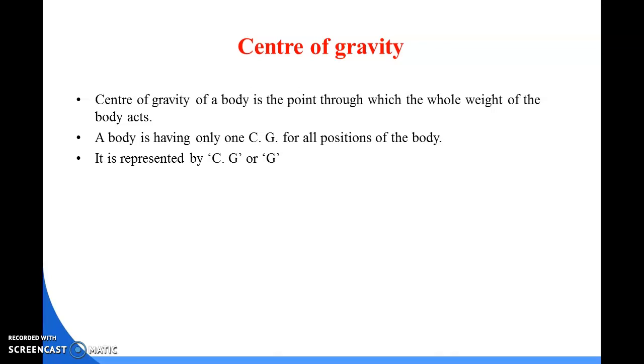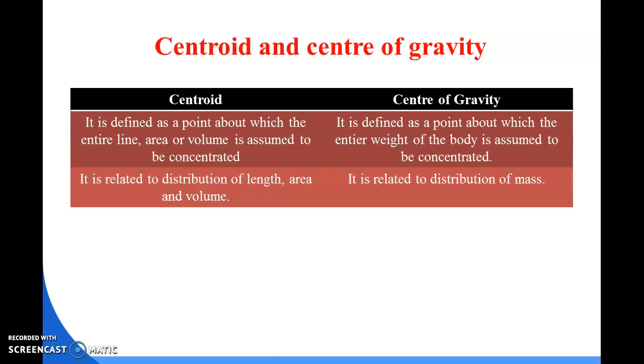And center of gravity means it is a point through which the whole weight of the body is assumed to be concentrated. So a body has only one CG for all positions of the body. It is represented by CG or simply G.